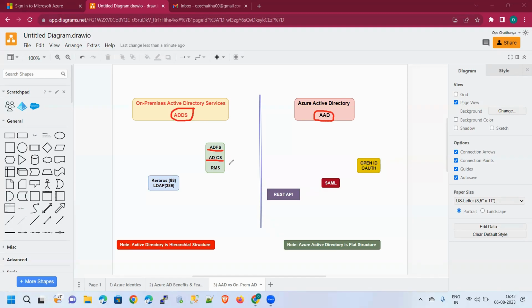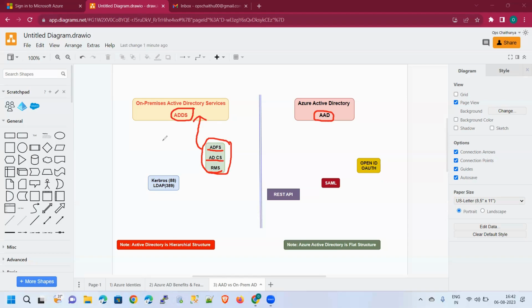You might be thinking, in Active Directory, if you want to protect your intellectual property, there is a service called Rights Management Service. With the help of this Rights Management Service, Active Directory RMS, you can protect your intellectual property. With all of these features like ADFS, ADCS, and RMS, you can integrate your on-premises Active Directory well with the Azure Active Directory services.